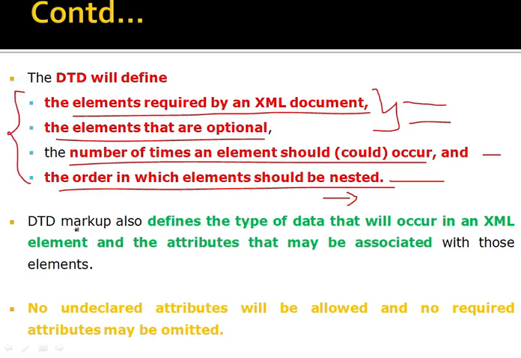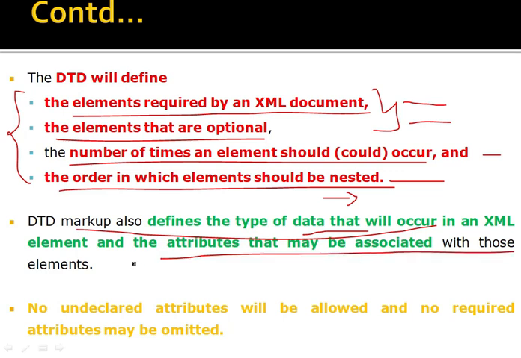The DTD markup also defines the type of data that will occur in the XML element. It is also used to validate the type of data that the element and the attribute will receive. So here the DTD is used to define the type of data that occurs in the XML element and the attributes that may be associated with those elements.